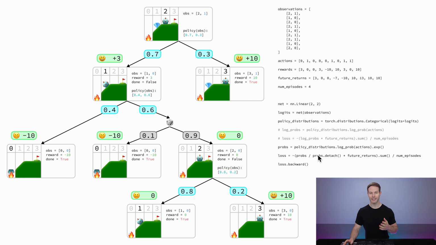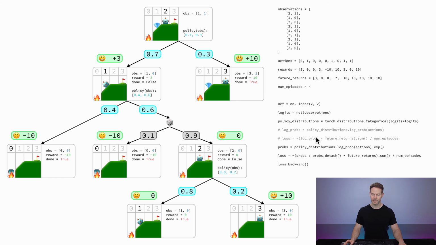So it'll pretty much be the same as if this was just a constant. We just want to get the probability values and divide by them, but not backpropagate through them. So if we take these values, sum them all together, and divide by the number of episodes, then as before, we add the negative just because we're doing gradient descent. This will give us a loss that, if we call loss.backward, will give us the exact same gradient as if we used this loss up here.